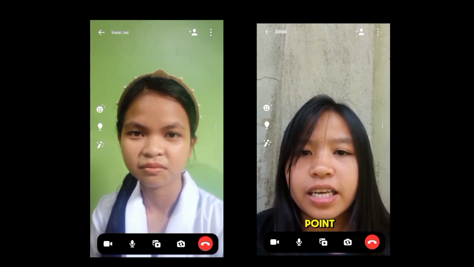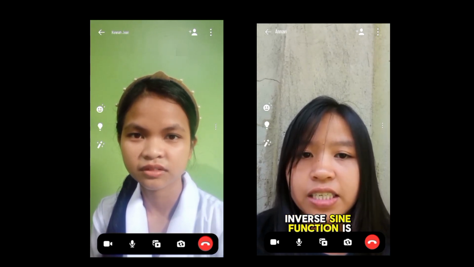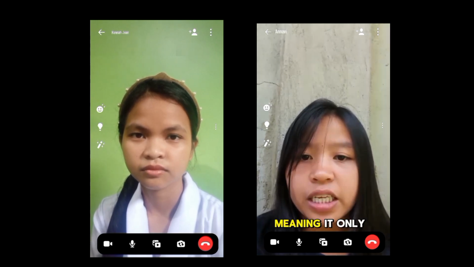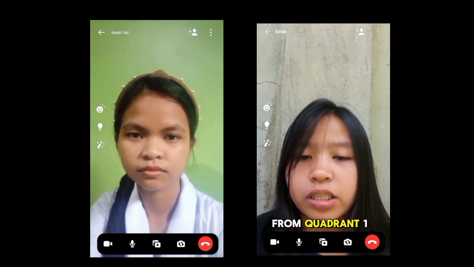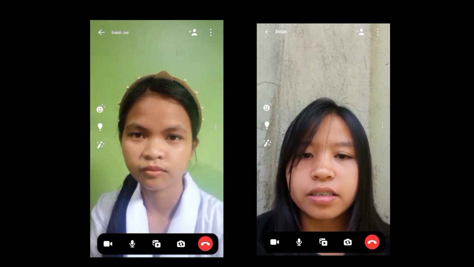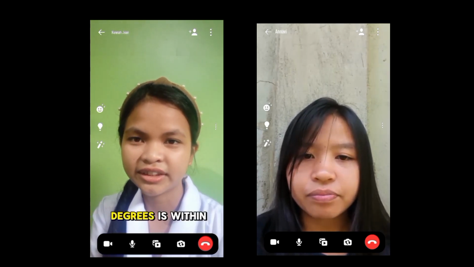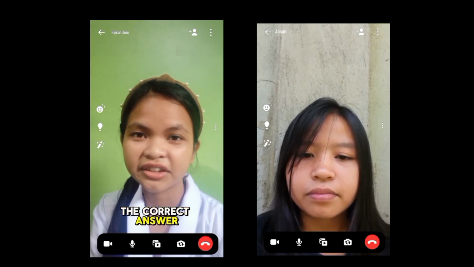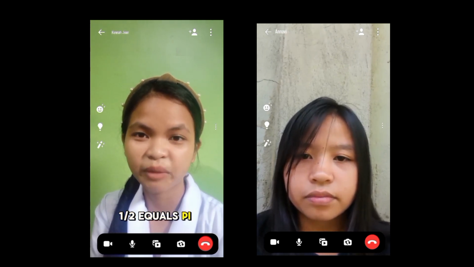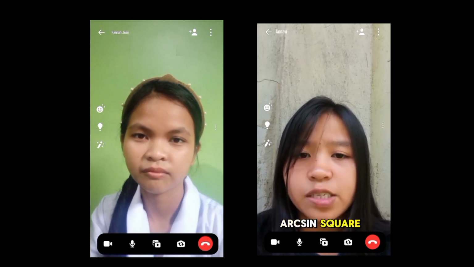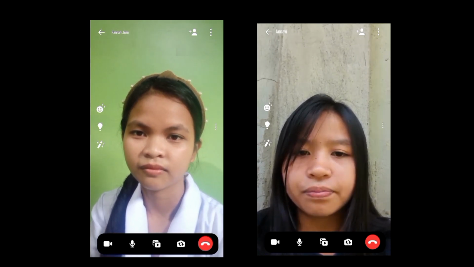That's a good point. The range of the inverse sine function is negative pi over 2 to pi over 2, meaning it only considers the angles from quadrant 1 and quadrant 4. Exactly. Since pi over 6 or 30 degrees is within this range, the correct answer is arcsine 1/2 equals pi over 6. Got it. What if you have arcsine square root of 3 over 2?